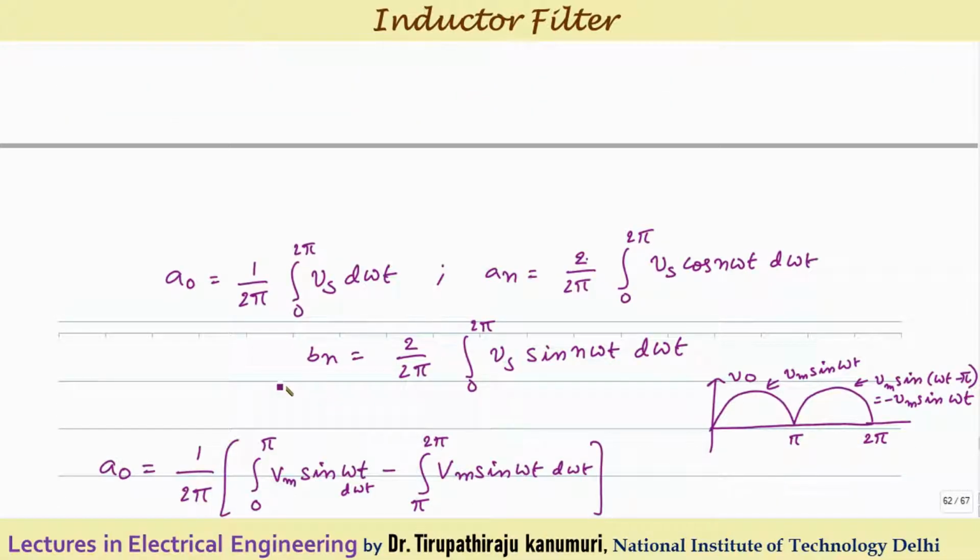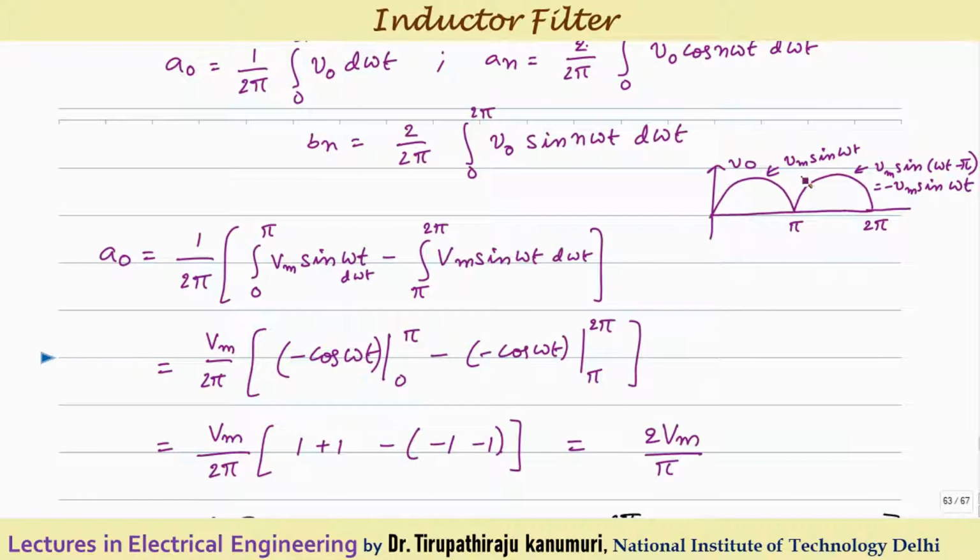The value of A0 is 1 by 2 pi integration from 0 to 2 pi of, this is not Vs, this is V0, V0 d omega t. This way you have to analyze. Now the value of An will be equal to 2 by 2 pi integration from 0 to 2 pi of V0 cos n omega t d omega t. The instantaneous value you have to multiply with cos n omega t. Similarly, Bn will be equal to 2 by 2 pi integration from 0 to 2 pi of V0 sin n omega t d omega t.